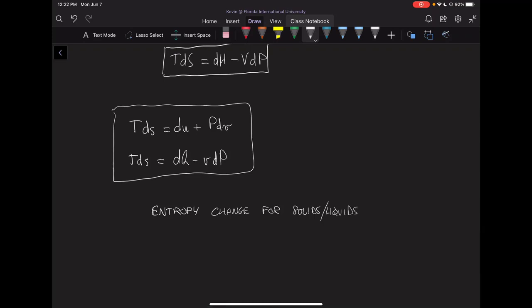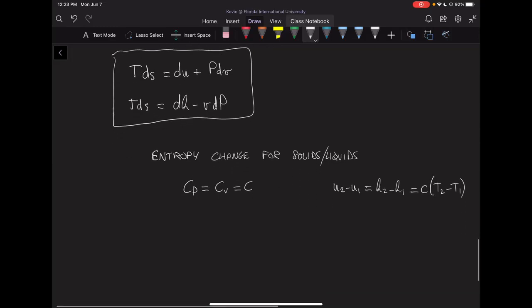We remember for solids and liquids, we have that Cp is equal to Cv is equal to C. We just assume that Cp and Cv are the same. And we remember for solids and liquids, we have U2 minus U1 is equal to H2 minus H1, which is equal to C times T2 minus T1. And that means that dH is equal to dU is equal to C dT, if we look at it in differential form.